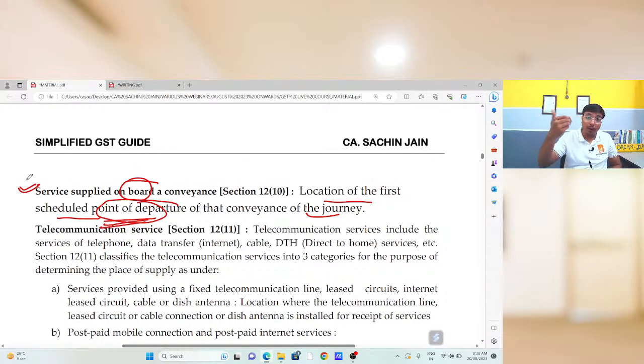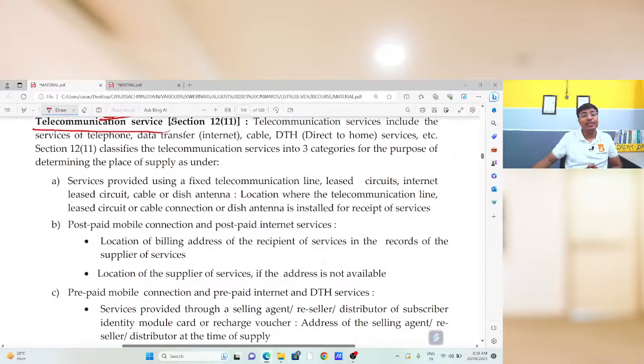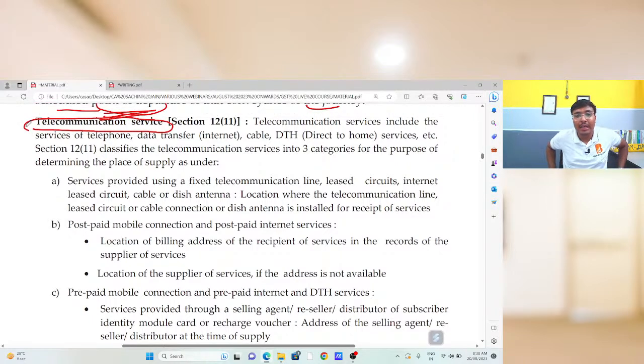So currently we have now covered three segments. One is related to transportation of goods, another is transportation of passengers, and the third one is services supplied on board. Okay, now one more important part is there, that is telecommunication services, and we all are going to use these types of services. In that case, what will be the place of supply? In case of telecommunication services, we need to decide. So for that purpose, suppose you are going to do the work of any telecommunication agent. Okay, in that case we need to decide the place of supply, and you are going to get the data regarding the telecommunication client. In that case also we need to take care of these things.